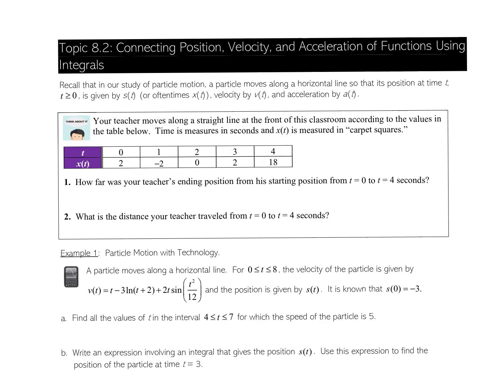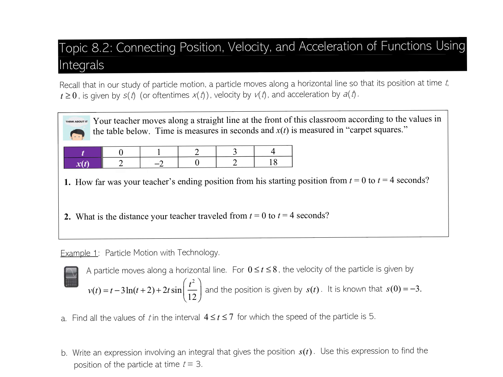All right, today's topic 8.2, connecting position, velocity, acceleration, and functions using integrals. So we're back to physics. All right, so particle motion.